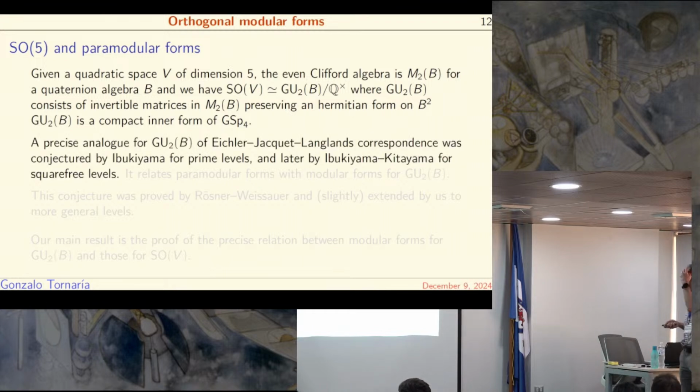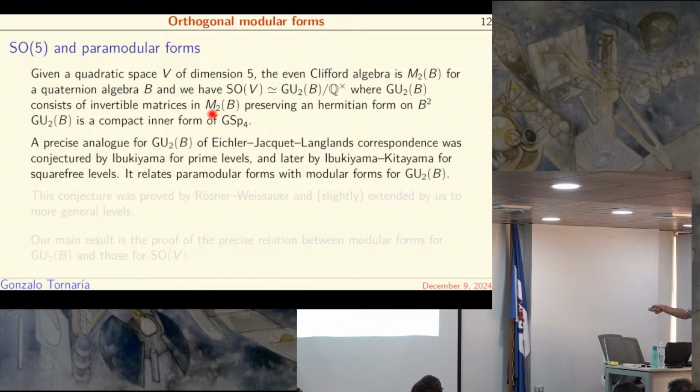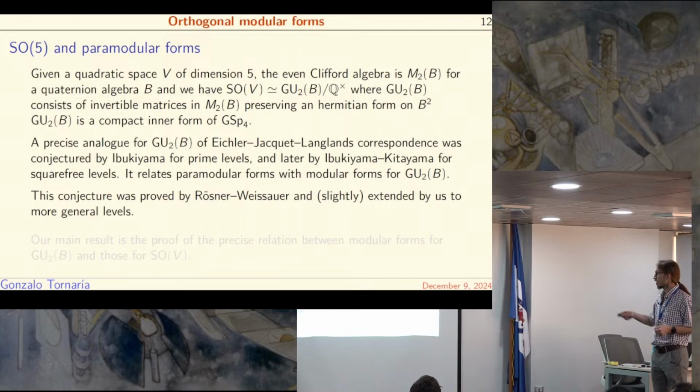It turns out some years ago, the analog of this correspondence, I like to call it Eichler-Jacquet-Langlands, was actually conjectured by Ibukiyama for prime levels many years ago, later by Ibukiyama-Kitayama for square-free levels. It's more or less similar, but you have to work out some details. It relates paramodular forms, so modular forms of GSp4, with modular forms of GU2(B). And the conjecture says what you expect on one side and the other, under this condition, prime level or square-free level. And recently it was proved by Rösner-Weissauer using some trace formula that the correspondence works.